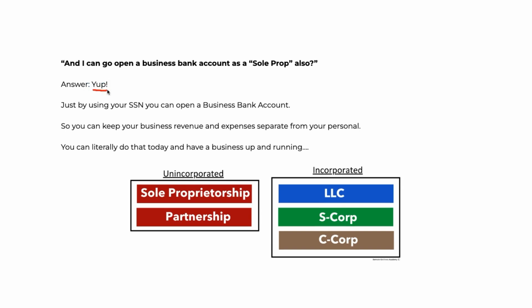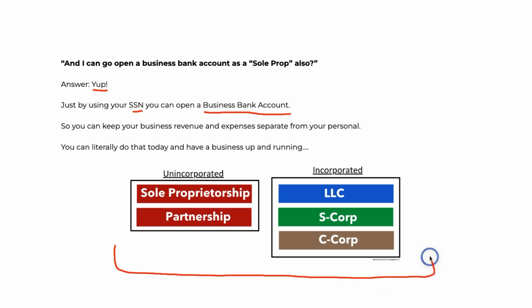All you've got to do is bring over your social security number and you can actually open up a business bank account. This is where a lot of people get confused: a business is independent of whether it is a corporation or not, right? You can run a business as a sole prop, as a partnership, or through a corporation like an LLC, an S Corp, or a C Corp.